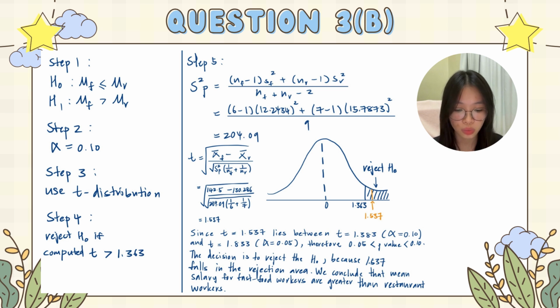Since t equals 1.537 lies between t equals 1.383 and t equals 1.833, therefore the p-value is less than 0.1 and greater than 0.05. The decision is to reject the null hypothesis because 1.537 falls in the rejection area. We conclude that the mean salary for fast food workers is greater than for the restaurant workers.